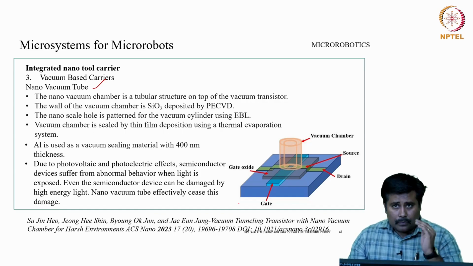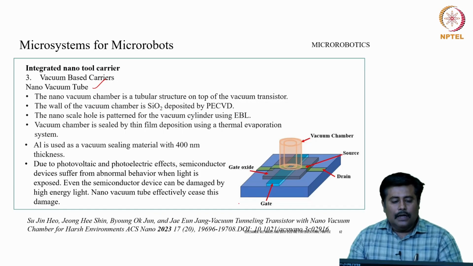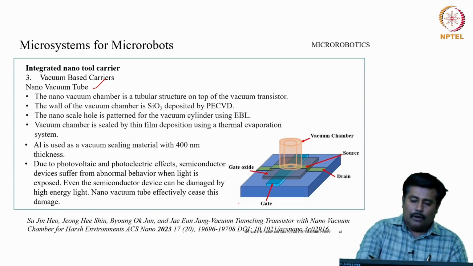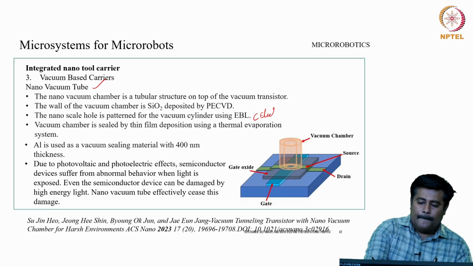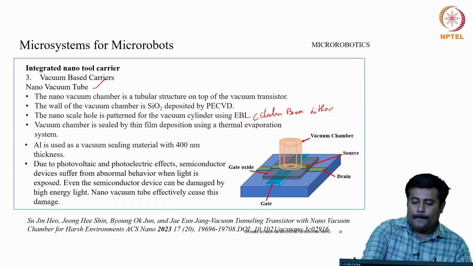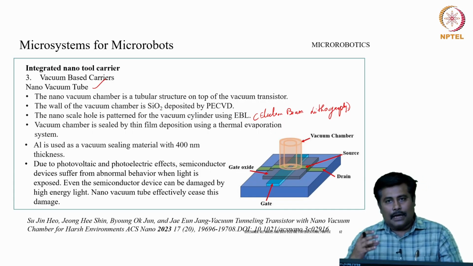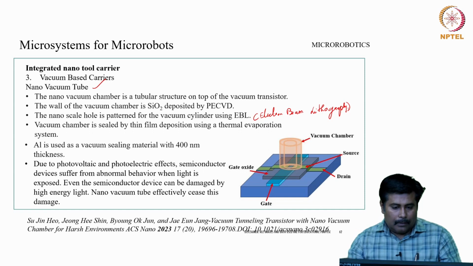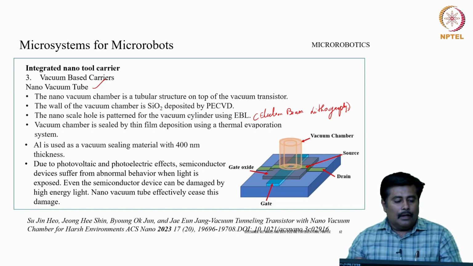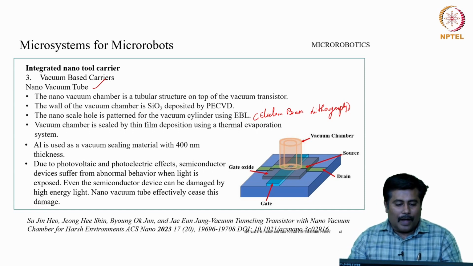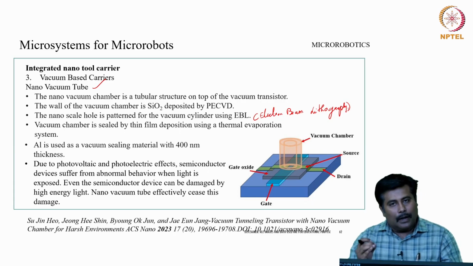The nanoscale hole is patterned for the vacuum cylinder using electron beam lithography. The vacuum chamber is sealed by a thin film deposition using a thermal evaporation system, and then Al is used as a vacuum sealing material with 400 nanometer thickness.